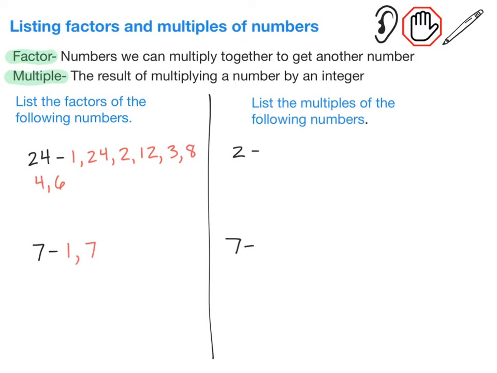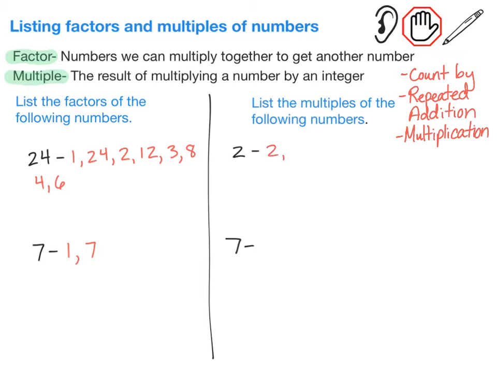Now let's list the multiples of 2 and 7. Okay, you can think of multiples as counting by, repeated addition, or as multiplication. So for 2, I'm going to use the count by method. 2, 4, 6, 8, 10, 12, 14, 16, 18, 20, and so on. So I've listed the first 10 multiples of 2.